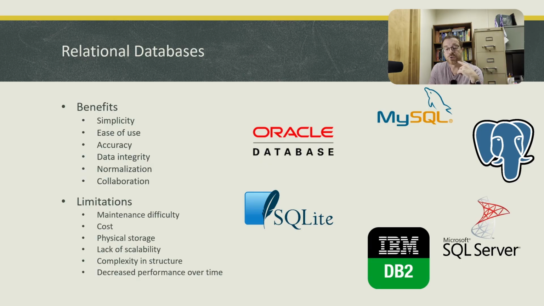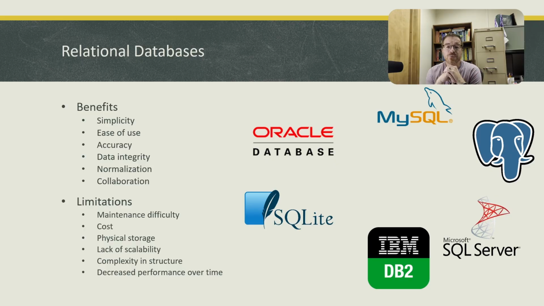You might run into issues with physical storage. It has a lack of scalability. It does not scale well, depending on how much data you're getting. Complexity and structure. This can actually grow out of hand very quickly. An example of this, I worked for a company and we were working on building out a system. And as we built out the system, the schema for it got more and more complex, to the point where it actually became very difficult for our back-end developers to maintain. And of course, it can have decreased performance over time.